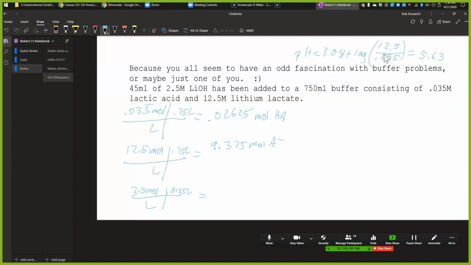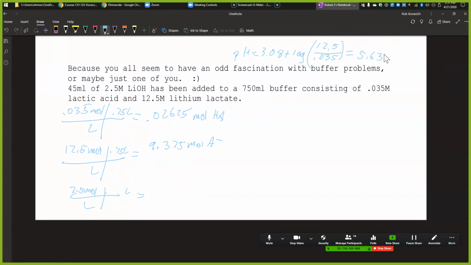Wouldn't it be 0.045 for the liters on the base? Because we have 45 milliliters of 2.5 molar LiOH. Yeah, I don't know why I wrote that. That's strange. I was looking around wondering where that number came from. Nowhere important. 0.045. All right, so 2.5 times 0.045, and so this one is 0.1125.